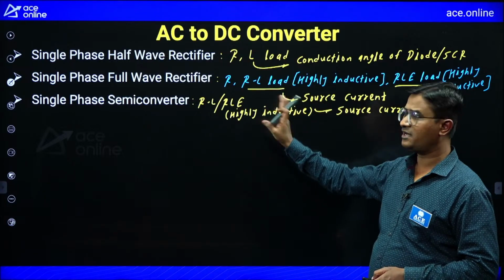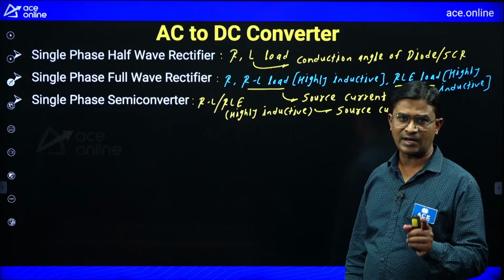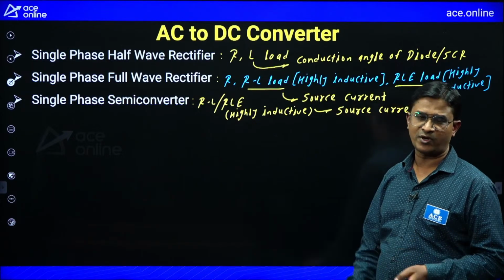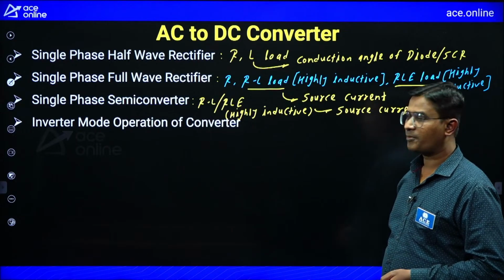Apart from that, for highly inductive load, please go through the conduction angle of the diode. They have asked some questions like: the diode conducts for dash dash angle.